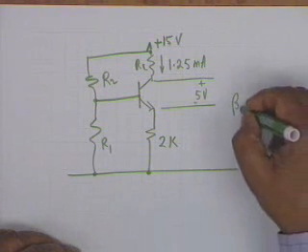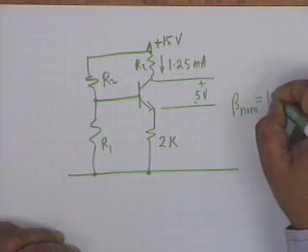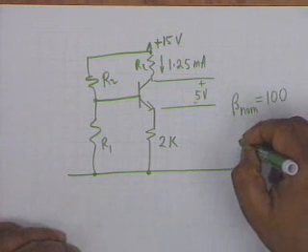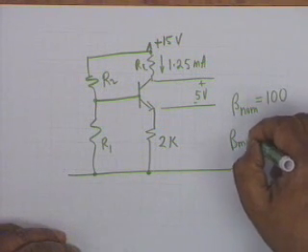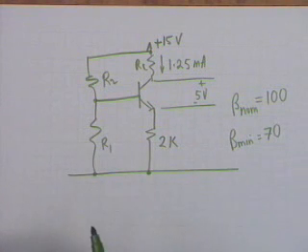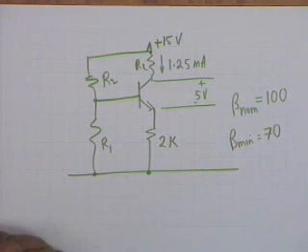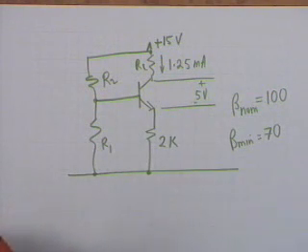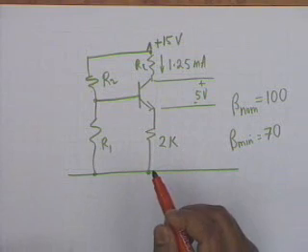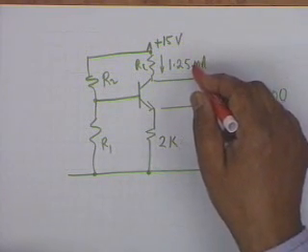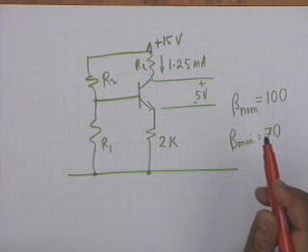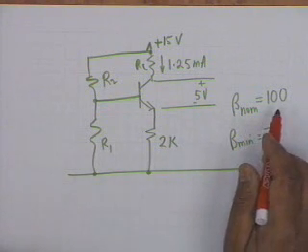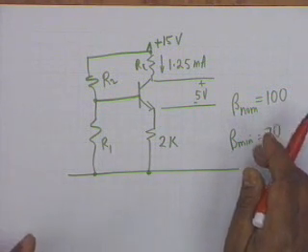Beta nominal is specified as 100, and beta minimum is specified as 70. You have to design the bias circuit. That's the question. So the Q point has been specified. The Q point is 5 volt, 1.25 milliampere, and you know where I sub B shall be. All you have to do is 1.25 milliampere divided by the nominal beta, that means 100. Alright. So you know what the Q point is.